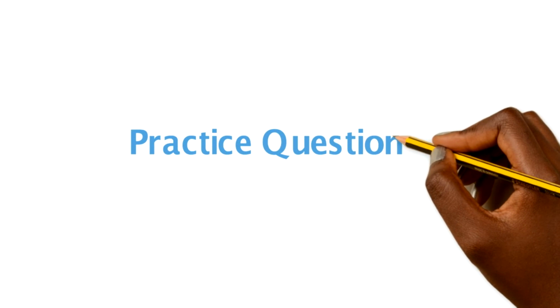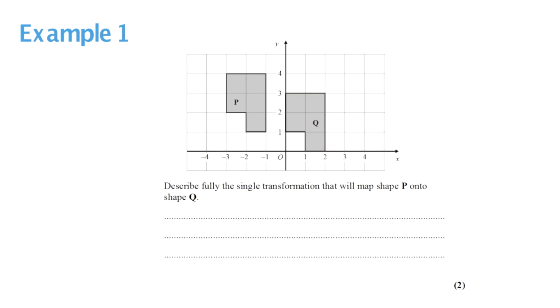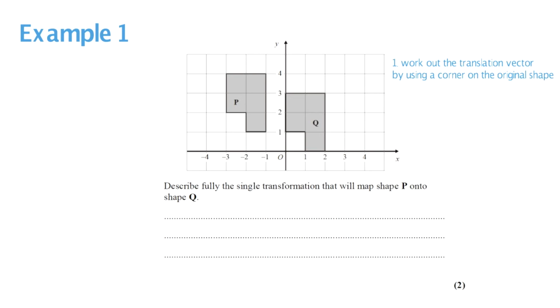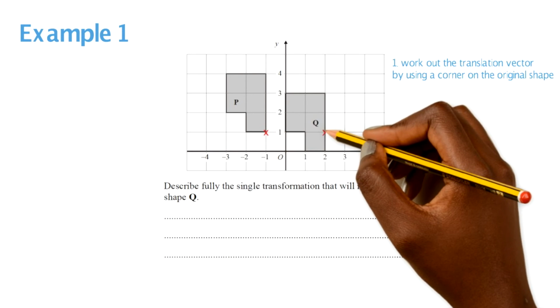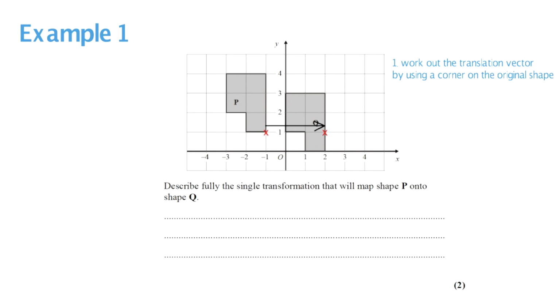So time to go through some practice questions. Example 1. So in this question, we're describing the single transformation of the shape P onto the shape Q. So first of all, we're going to work out the vector of the translation, because that's where one of the marks is coming from. So for instance, if I pick a point on P, I'm going to find out the vector from that same point on P to the same point on Q.